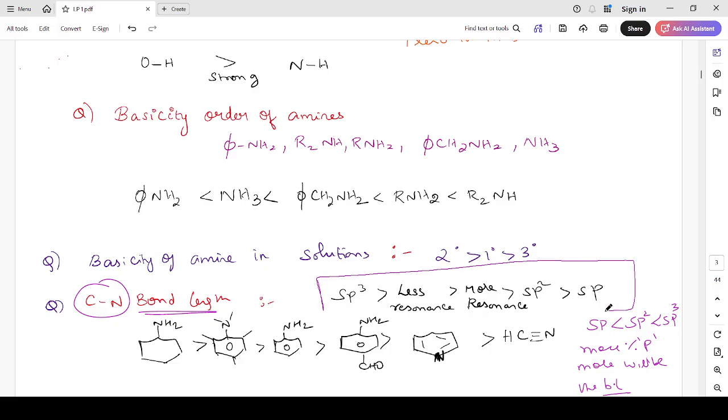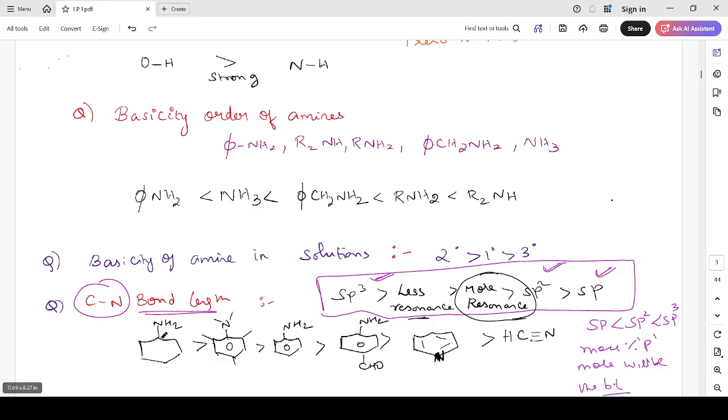So we have an order, but resonance is also involved. sp3 will be greater than sp2, greater than sp, no doubts about it. But with respect to resonance, if more resonance is available, then definitely the bonds are going to be shorter. They come close to each other and create an intermediate partial double bond, right? So more resonance compared to less resonance here.